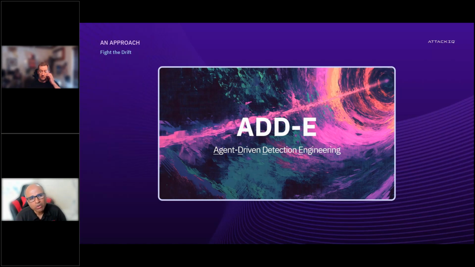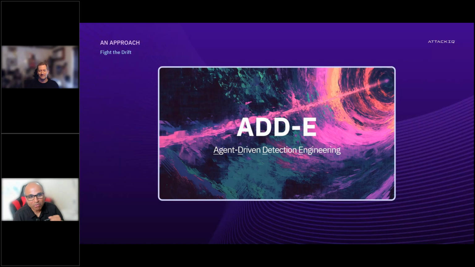This is where I would like you to consider one such framework that we are exploring. It seems to be working for our customers. I call it agent-driven detection engineering, ADDI for short. I don't know if I will share with you marketing at AttackIQ. Don't let me name anything.